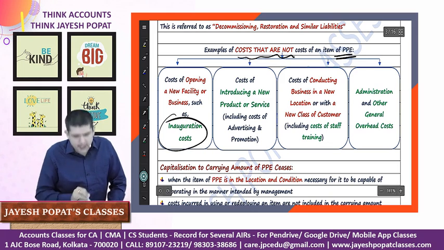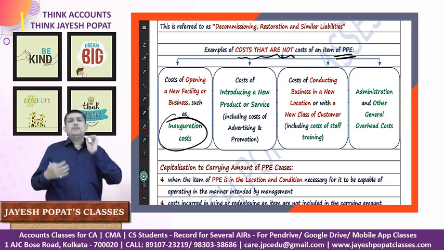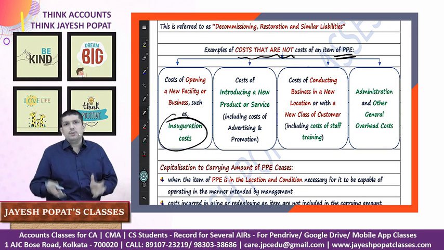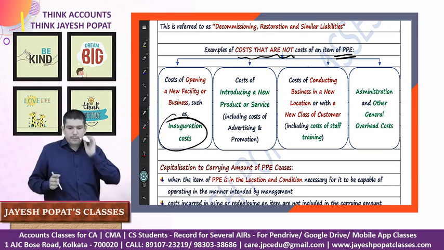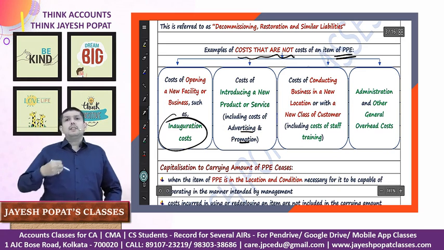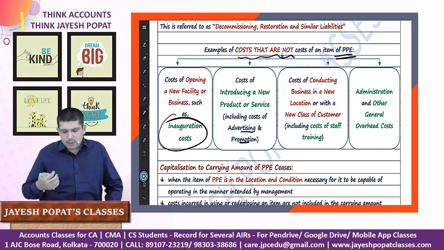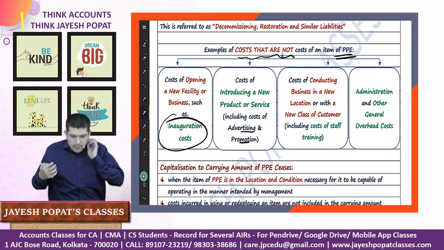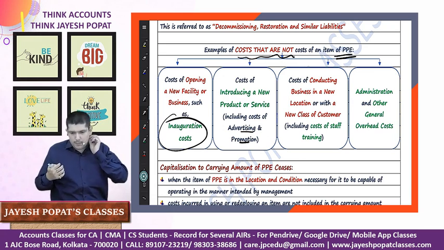First, inauguration cost. When you are opening a new facility, there's an inauguration which you do. You cannot consider it as cost of your PPE. Then cost of advertising and promotion. When you are, let's say, launching a new product, you incur certain costs in advertising and promotion. That is not to be included in the cost of the item of the PPE.